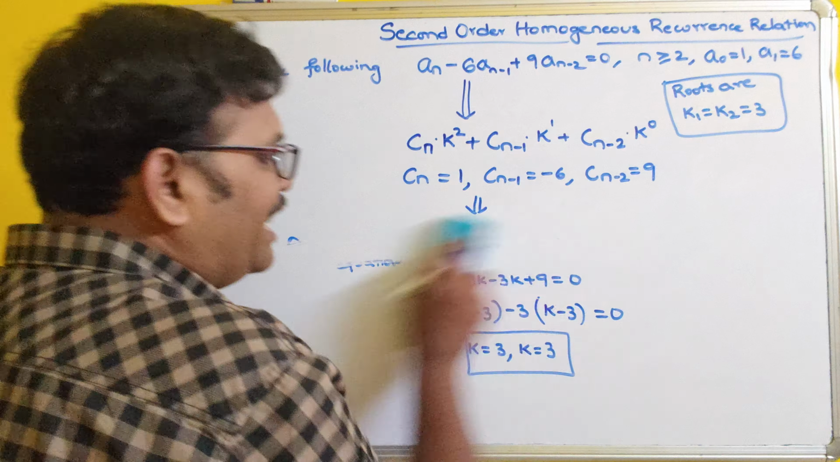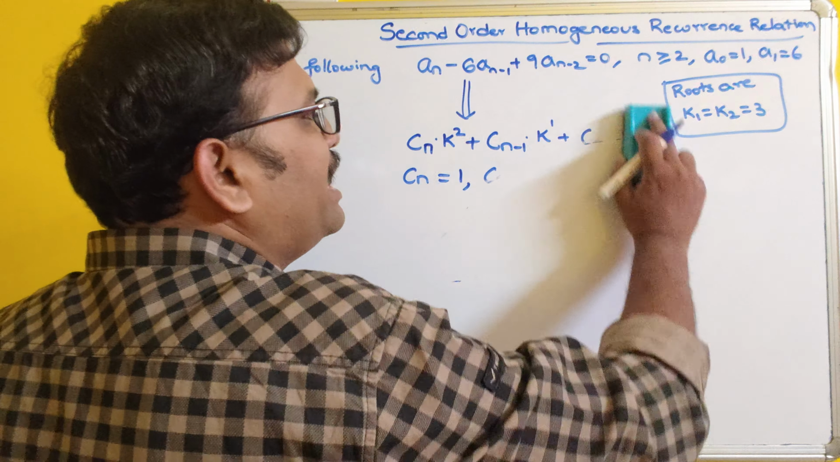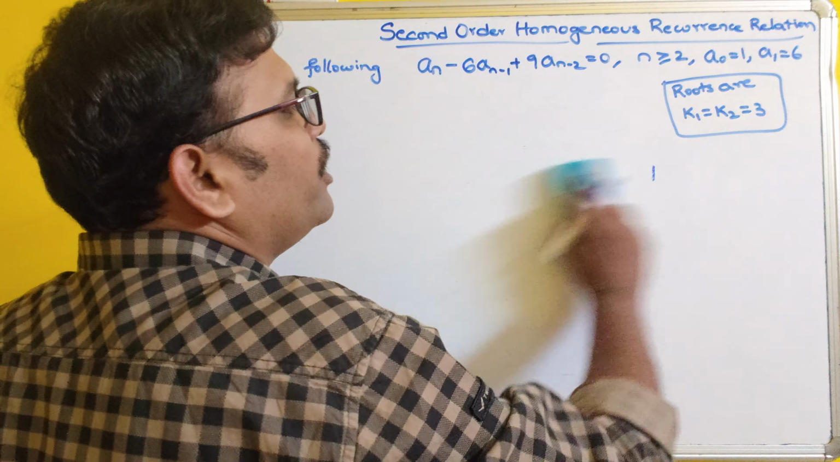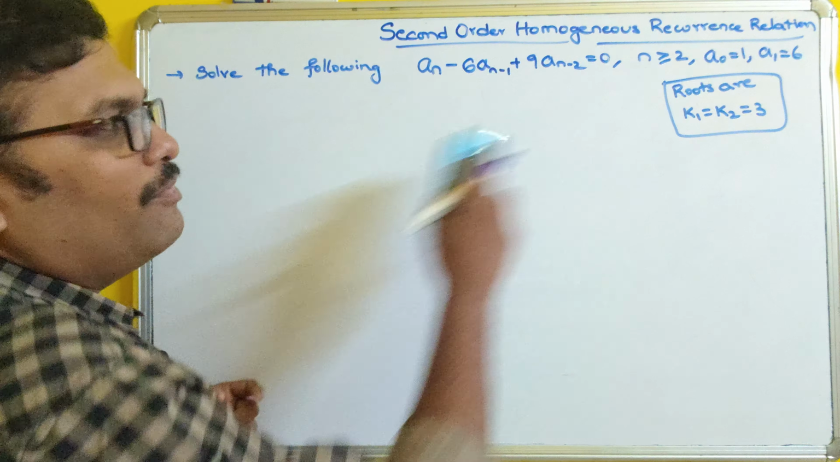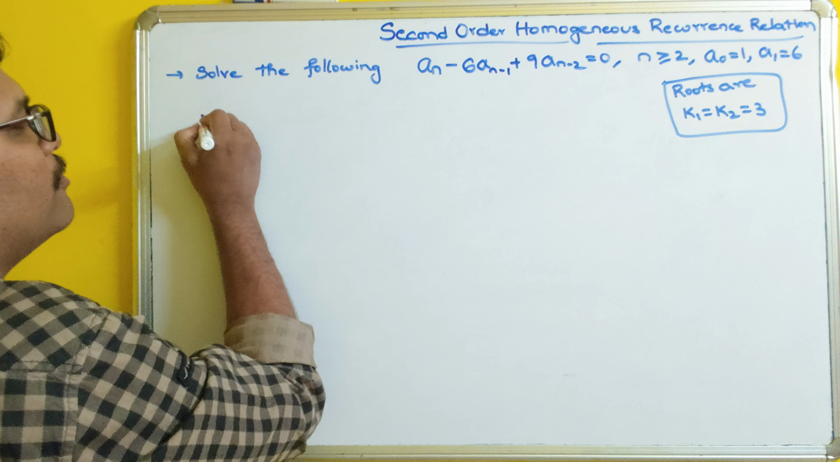Now among the three cases, I am erasing this one. Among the three cases, here what we got? We got the roots with equal value. So the roots are equal.